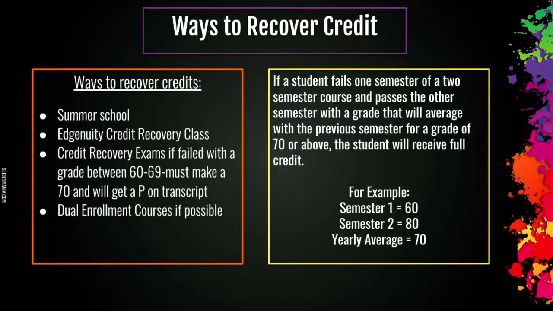One additional caveat is if a student fails one semester of a 2-semester course, so a whole year course, but passes the next, then your student can average to pass and still earn that whole credit. So for example, if your student earns a 60 in the fall semester but earns an 80 in the spring semester, those 2 semester grades will average out and your student can still earn the whole credit.